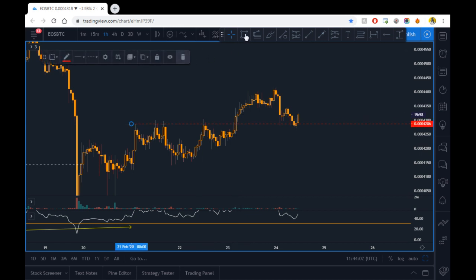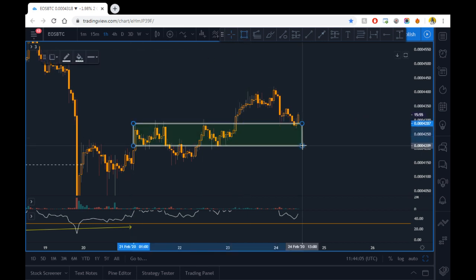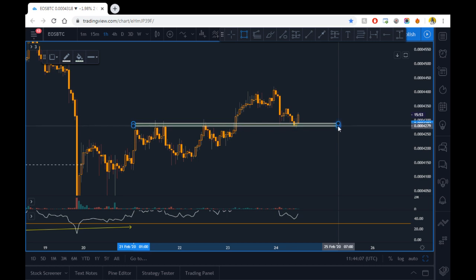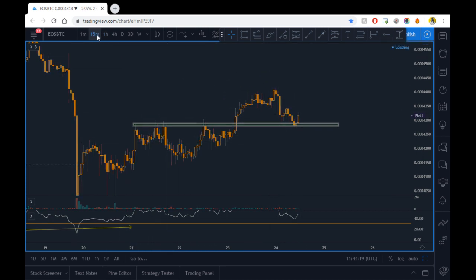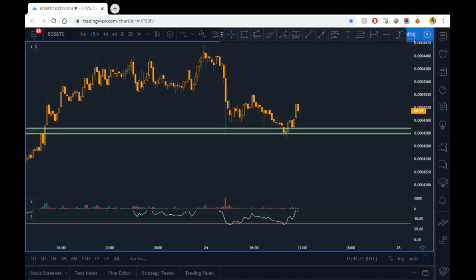I prefer to do regional spots. So as you can see, we've got this region from this wick, and we're wicking about, we try to break above, and then we had this inverse head and shoulders, excuse me, and we broke out of that. So now we're retesting this breakout spot, and what do we have once again?